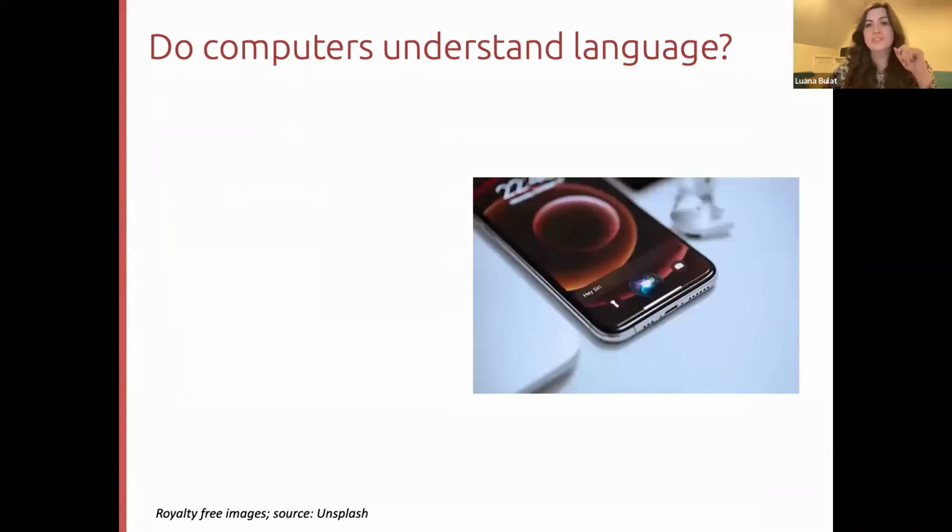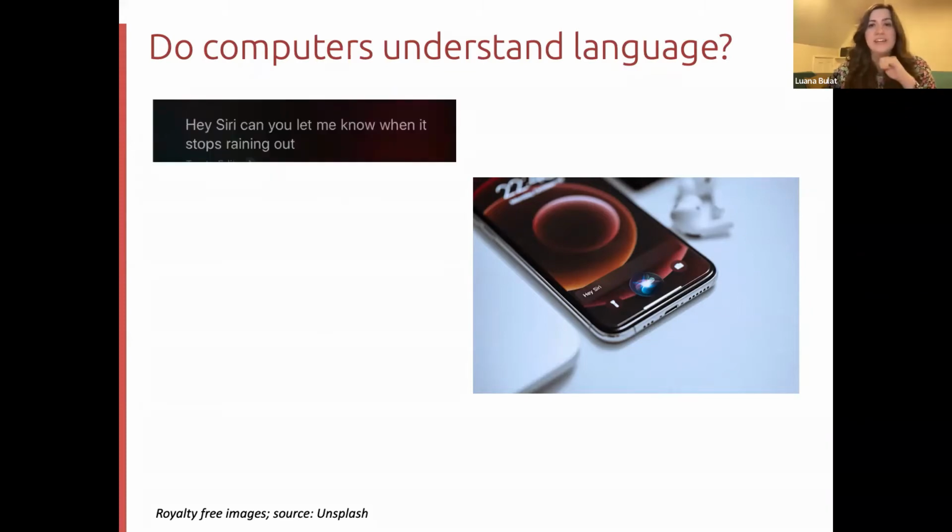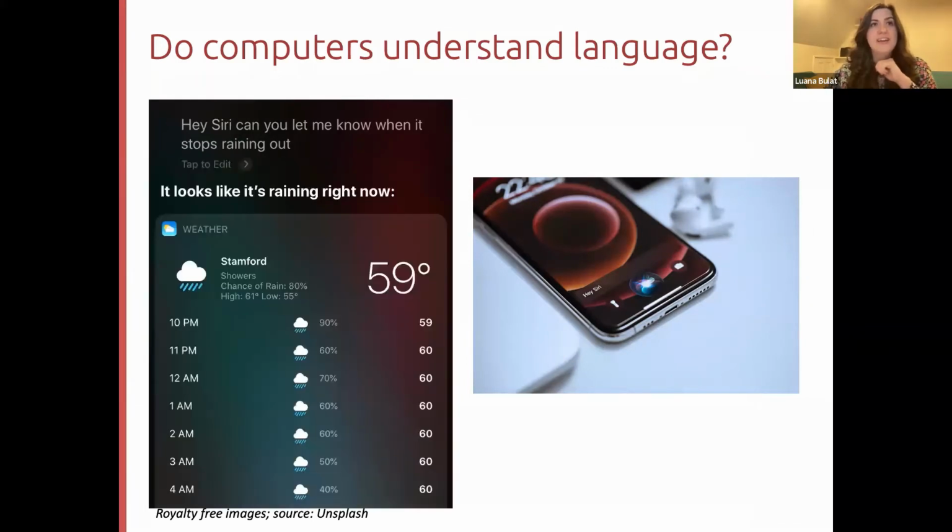Now, because I don't want to discriminate, we'll look at Siri next, which is Apple's voice assistant. And here's the conversation. Hey, Siri, can you let me know when it stops raining out? To which Siri replies, it looks like it's raining right now. A not particularly useful bit of information. This is not what we wanted.